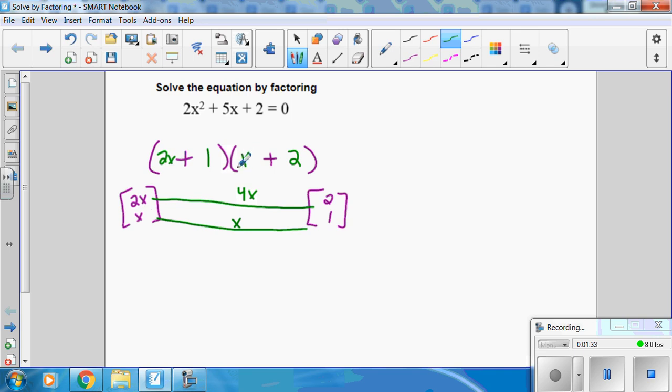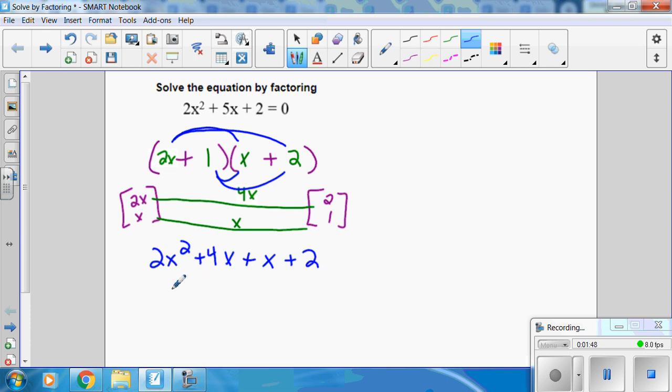So now if I want to check to make sure my work is correct, I'm just going to take 2x times x, 2x times 2, 1 times x, and 1 times 2. So now we get 2x squared plus 4, or plus 5x, actually, because you combine these two terms, and then plus 2. Look, that's the same thing that we started with. So we know we have it factored correctly.